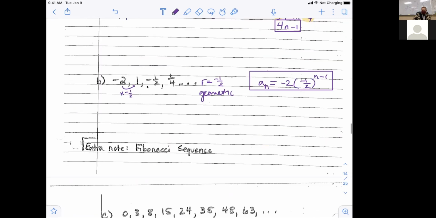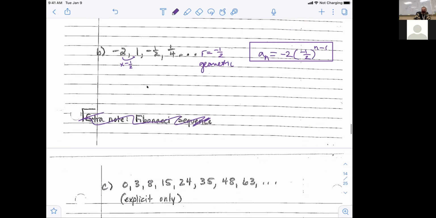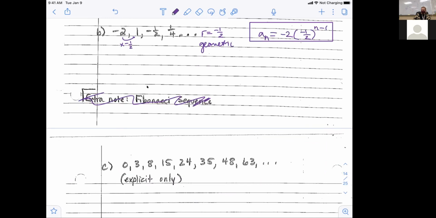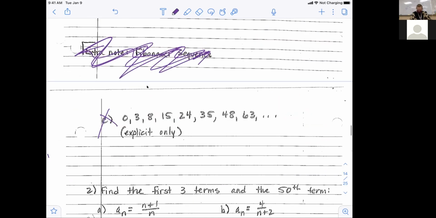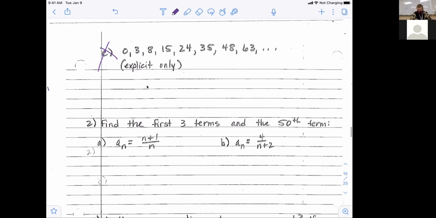We're going to skip the Fibonacci sequence for a little bit, or ever. We're not going to do that. If you are interested, you can let me know and I'll talk to you more about that. We're going to skip letter C because it's kind of like Fibonacci. We are going to go down to 2A. Let's do 2A first.